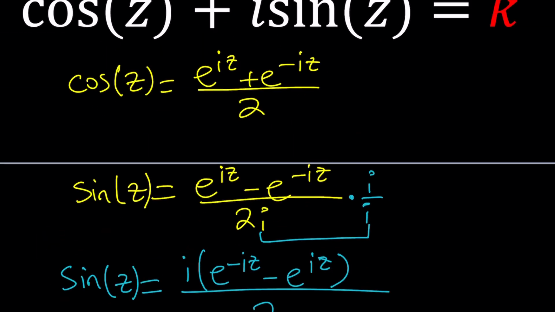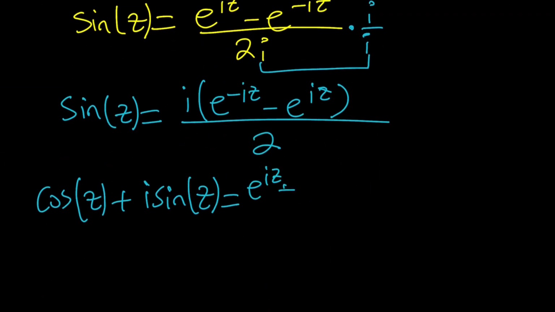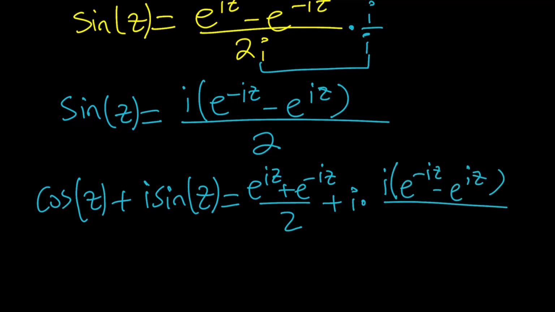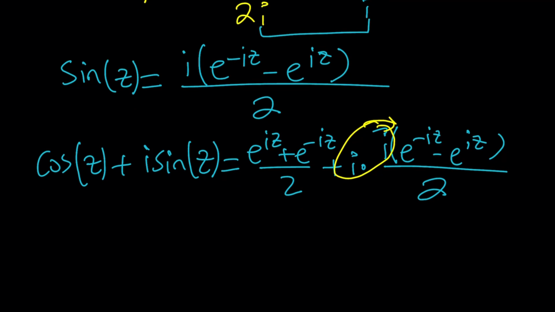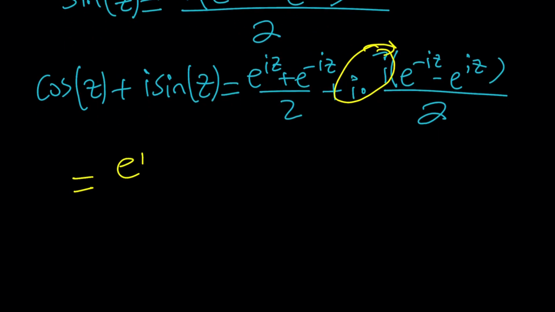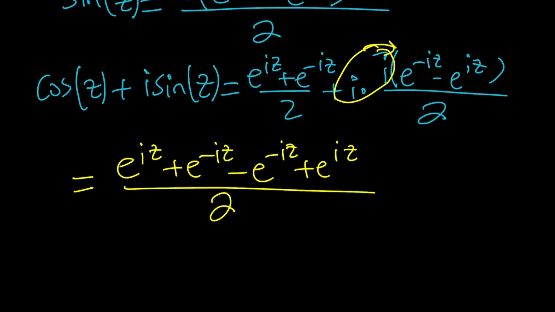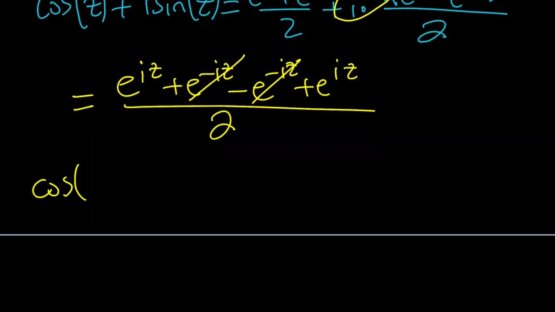Cosine z is going to be e to the iz plus e to the negative iz divided by 2, and then plus i times this. And of course, when you multiply the i's, they're going to give you i squared, which is negative 1. So this is actually going to negate what's inside the parentheses. And eventually, we're going to get the following: e to the iz plus e to the negative iz minus e to the negative iz plus e to the iz, all over 2. And then e to the negative iz is going to cancel out. We're going to get e to the iz twice, divided by 2. We're going to get something that looks like this.